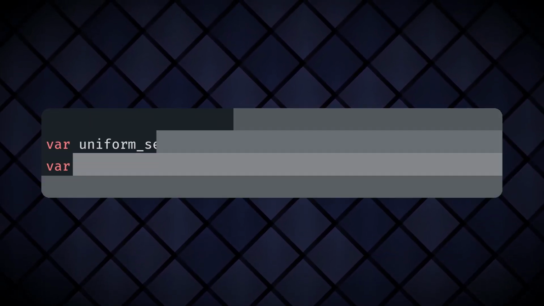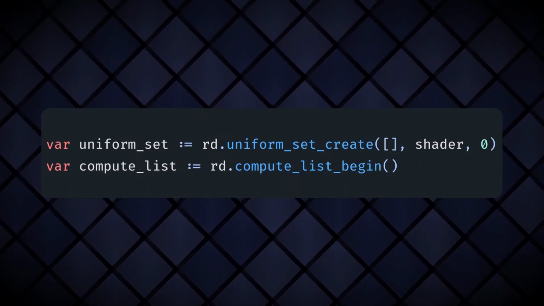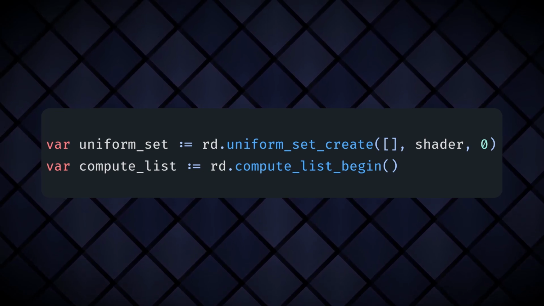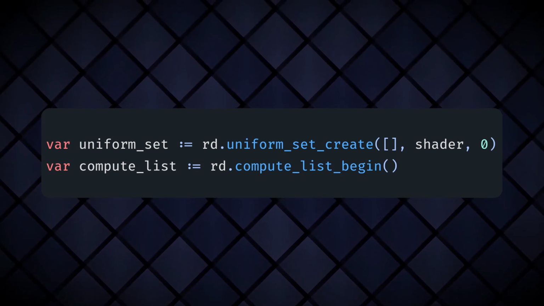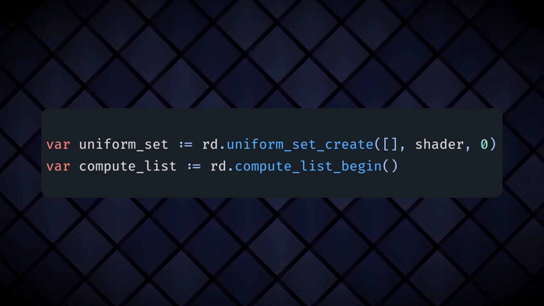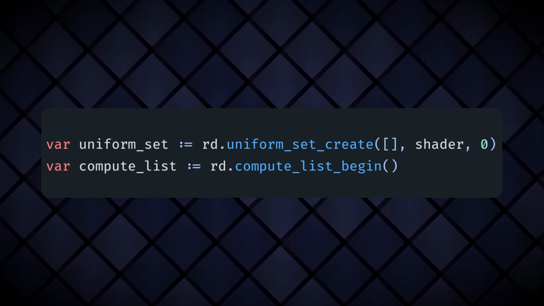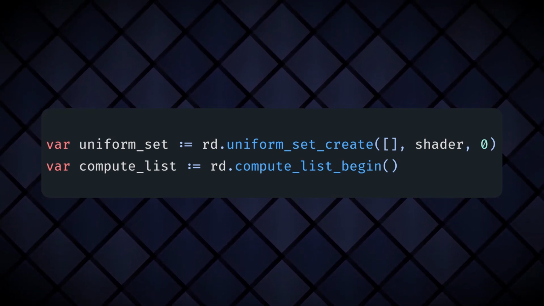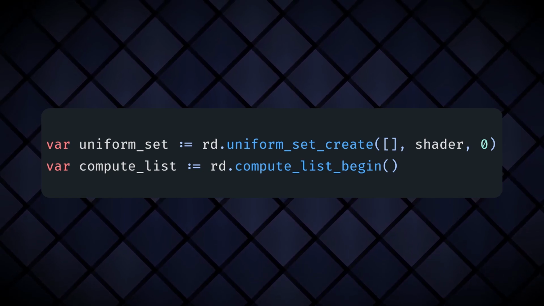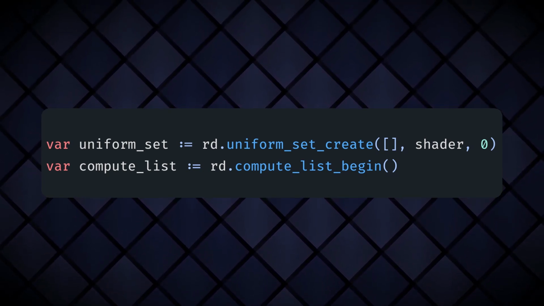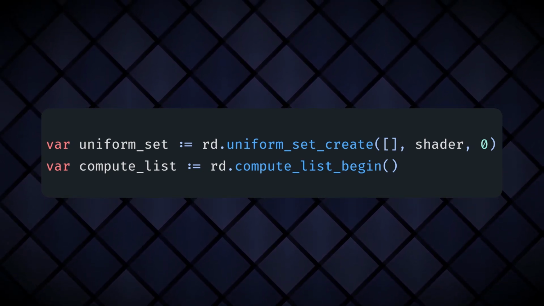First, we create a uniform set. This first parameter will eventually be an array of all our uniforms, but we'll have to get to that later. The second and third parameters are our compute shader and the uniform set's index. We're only going to have one uniform set, so the index should be set to 0. Then we create a compute list. A compute list groups together our shader, uniform sets, and all other information related to how we want the shader to run. Now we need to just bind it all together.